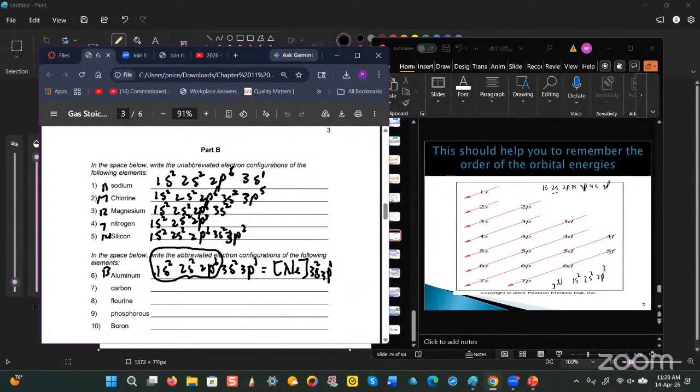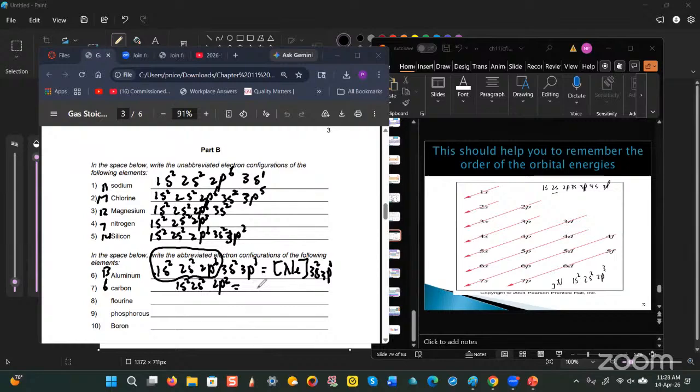What's the atomic number of carbon? 6. Okay, so the atomic number of carbon is 6. So let's do the full electronic configuration first. So what should I write down? 1s2, 2s2, 2p2. Okay, so how would I go from here to the abbreviated version?